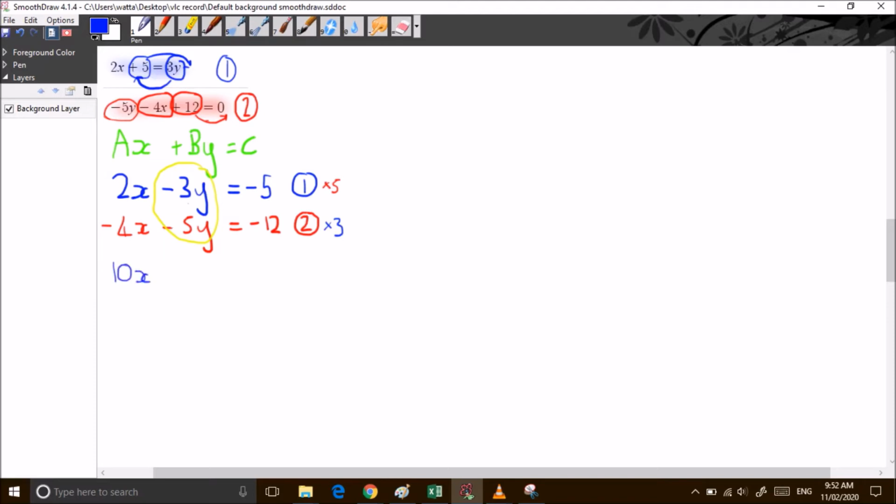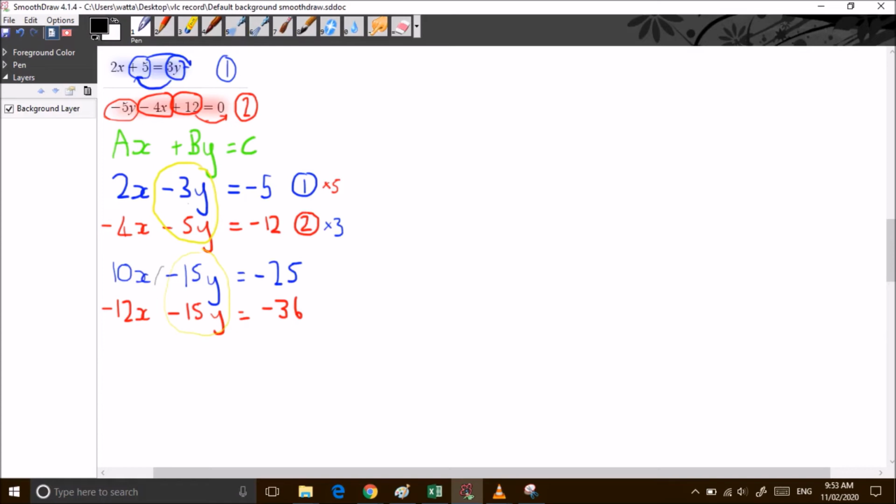When we multiply every term through, 2x times 5 is 10x, minus 3y times 5 is negative 15y, and negative 5 times 5 is negative 25. So this is my equation 1 again. Once again, nothing has changed because we've multiplied it all by the same thing. The same again for the red equation, multiplying everything by the number 3. We can now see that the y terms have the same coefficient.